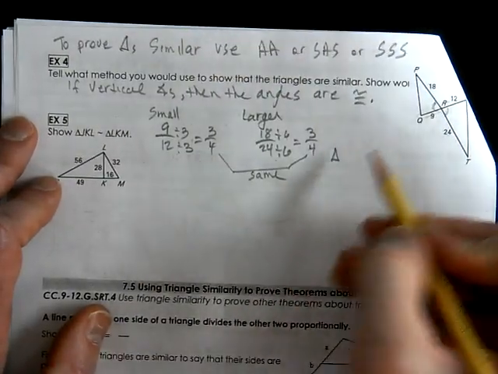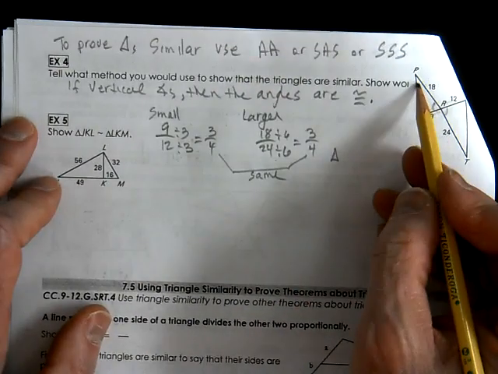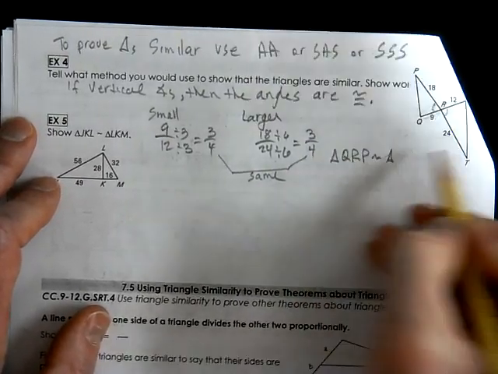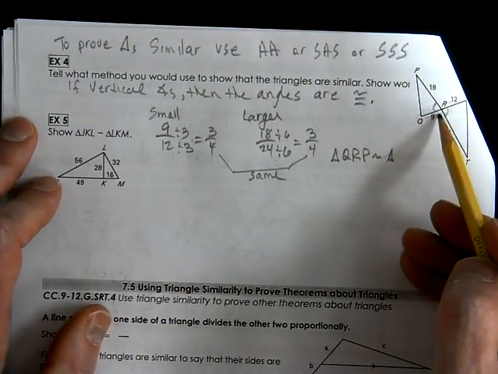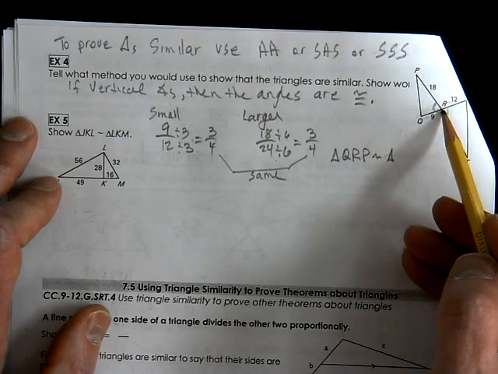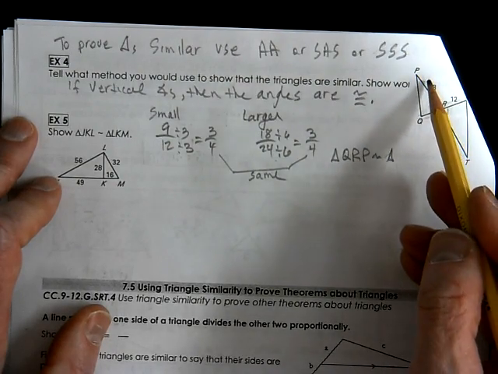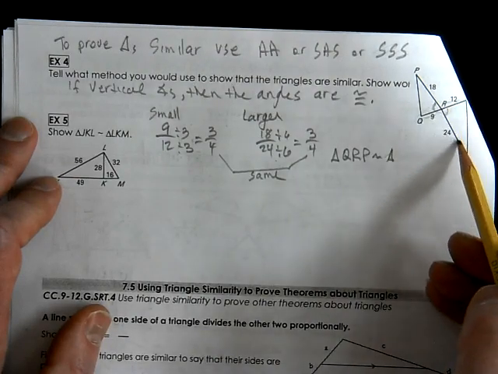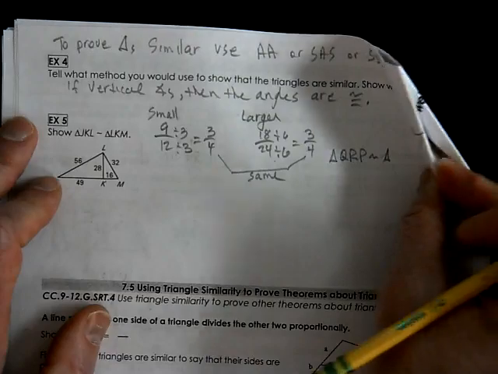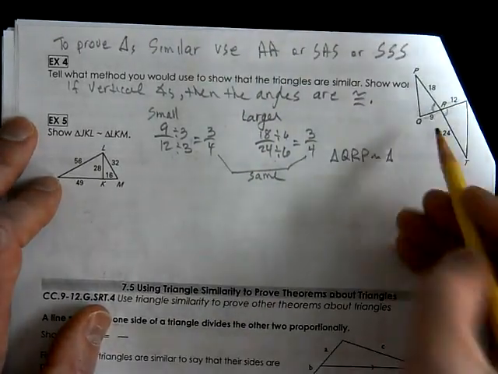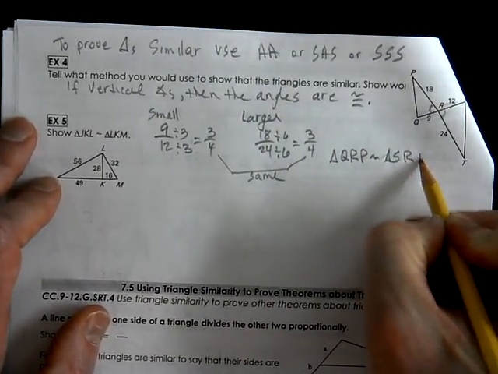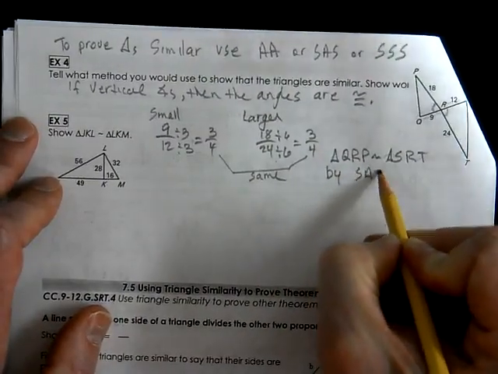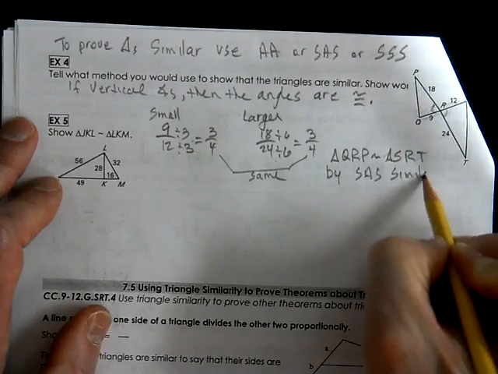So now I know that triangle QRP is similar. I went down the short side to the vertical angle, then I went up the longer side. So I have to go down the short side and up the longer side. So that's going to be SRT. And we did that by side angle side similarity.